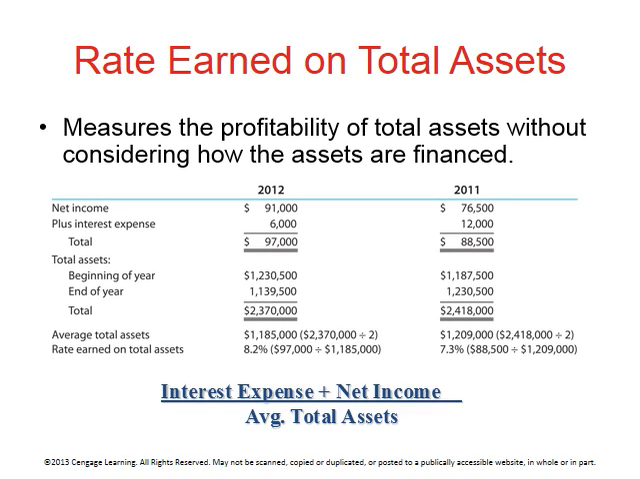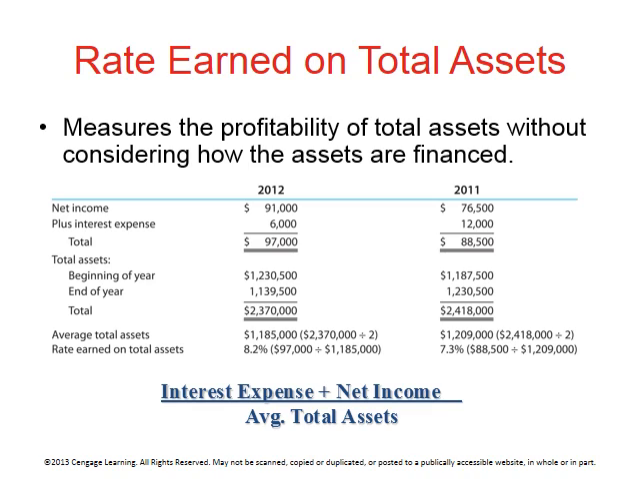So now we're going to look at rate earned on total assets. So we're going to look at the profitability of the total assets, but we're not going to consider how they're financed. So we're going to add back interest expense to our net income. So first we're going to take our net income, $91,000 in 2012. We're going to add back interest expense. So we're going to get $97,000.